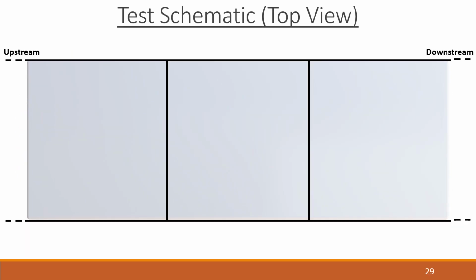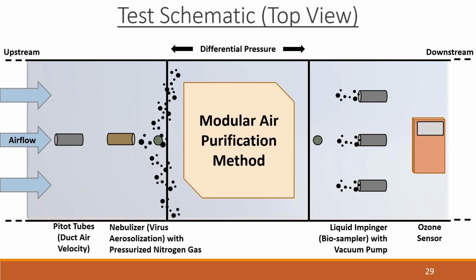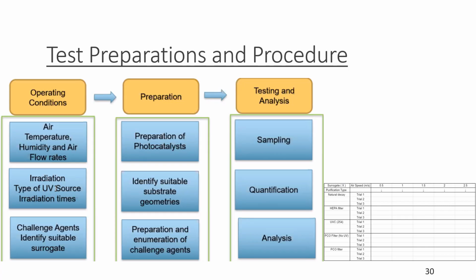Transitioning to the top view, here you can see how the biosampler will have 3 collection ports. This will allow us to average measurements across the 3 devices to get a more accurate reading. The project timeline consists of literature validation, preparations, followed by experimentation and data analysis.